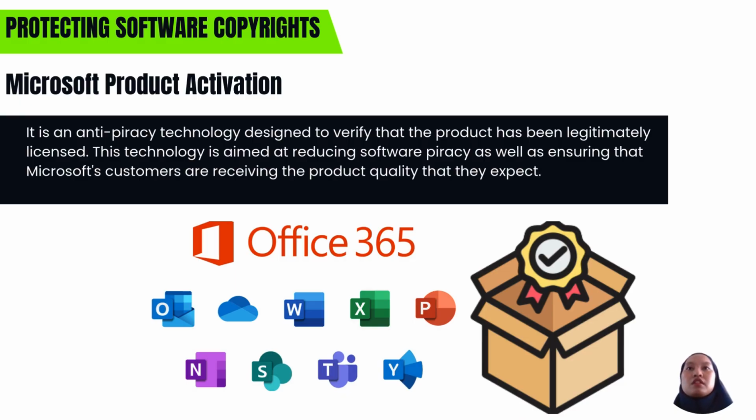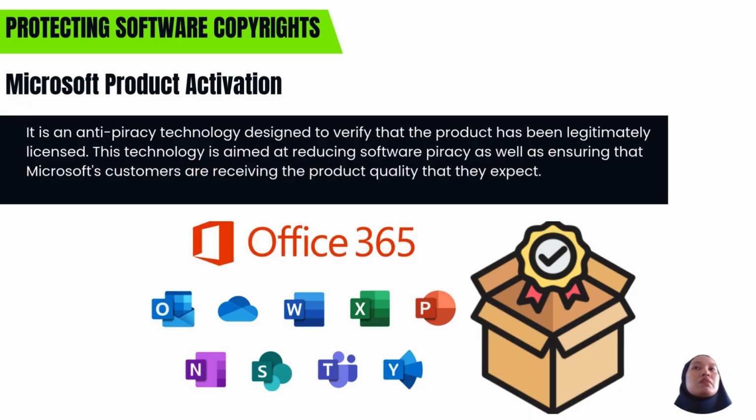Next, this is protecting software copyrights. The example is Microsoft product activation, an anti-piracy technology designed to verify that the product has been legitimately licensed. This technology is aimed at reducing software piracy as well as ensuring that Microsoft customers are receiving the product quality that they expect.